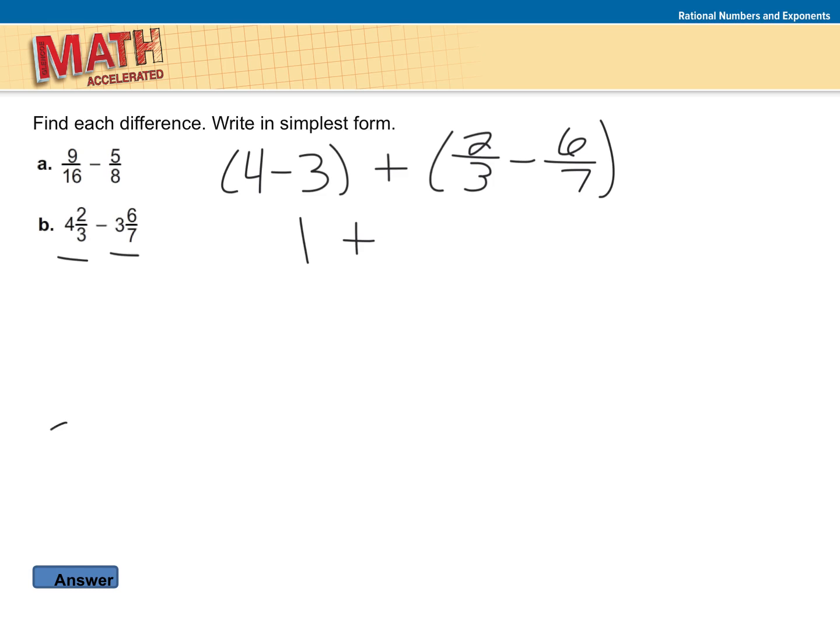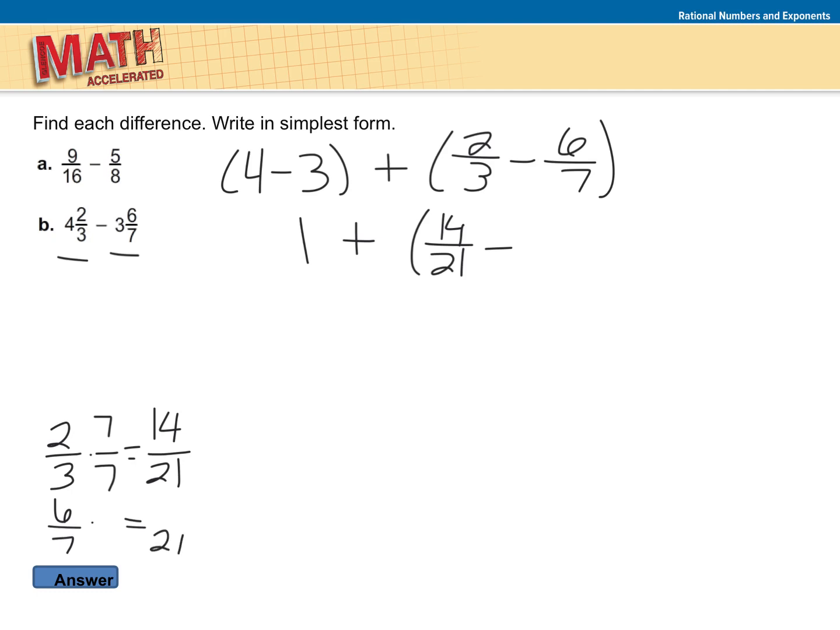Okay, I'm going to come over here. 2/3. How would I change that to get to 21? What do I multiply by? 7 on top and bottom. What do I get for my numerator? 14. Now I need to do the same to 6 over 7. What do I need to multiply by to get 21? 3. What's 6 times 3? 18. So I have 18 over 21. So we still have our whole number 1 out here.